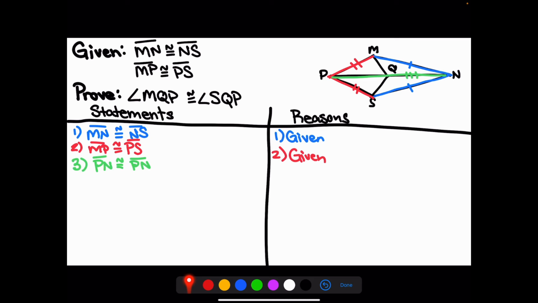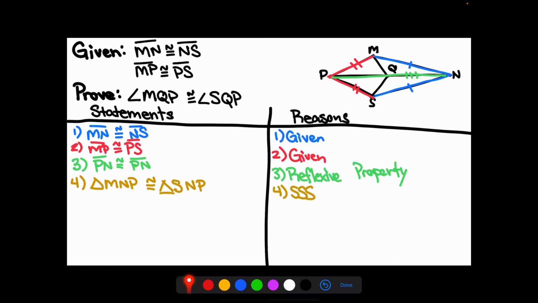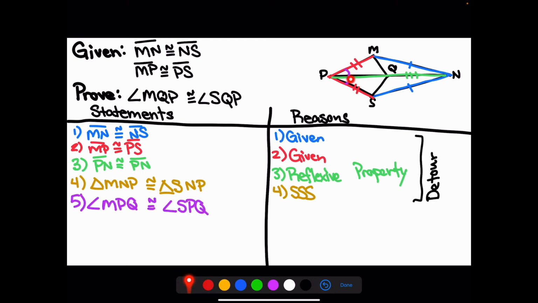So we can say PN is congruent to itself by the reflexive property. From there, those 2 triangles are congruent by side, side, side. So triangle MNP is congruent to triangle SNP by side, side, side. And now we have these 2 triangles that are congruent. Now let's focus on these 2 smaller triangles. So now I can say that angle MPQ is congruent to angle SPQ. And the reason that we can say that those 2 angles are congruent is because after triangle congruency comes corresponding parts of congruent triangles are congruent.